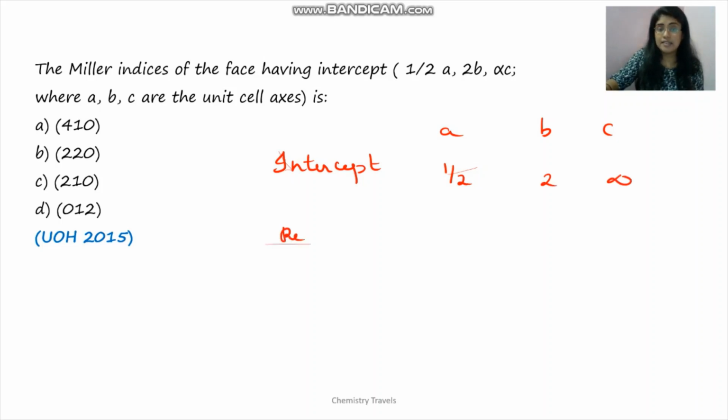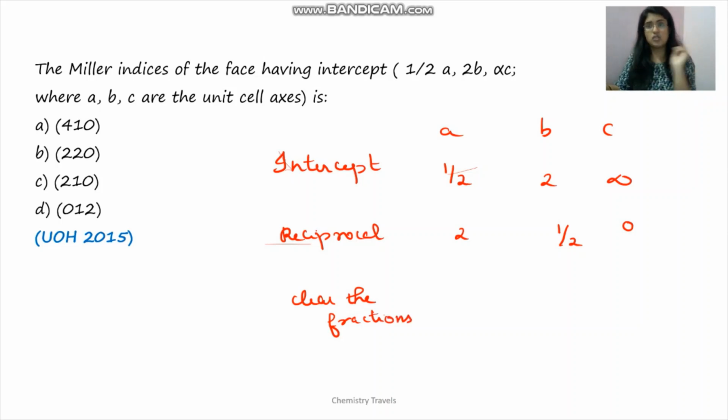The second step is writing the reciprocal. So let us write the reciprocal of these intercepts. 1 by 2 would become 2, 2 would become 1 by 2, and 1 by infinity gets the reciprocal 0. The last step is clearing the fractions. We have to clear the fraction part and get simple whole numbers. For that, I can simply multiply everything by 2. So 2 into 2 would become 4, 1 by 2 into 2 would become 1, and 0 into 2 is 0. So my Miller index would be 410.